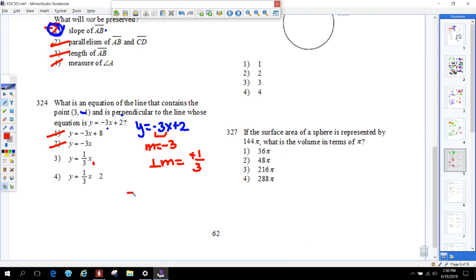So I'm going to have, well, does -1 equal 1/3 times 3? It doesn't because these cancel. -1 doesn't equal +1. So it can't be choice 3. So it must be choice 4.